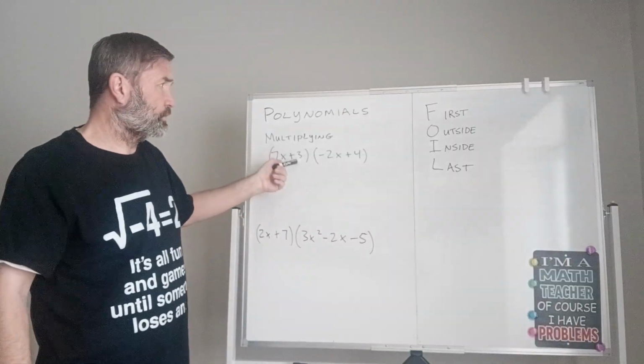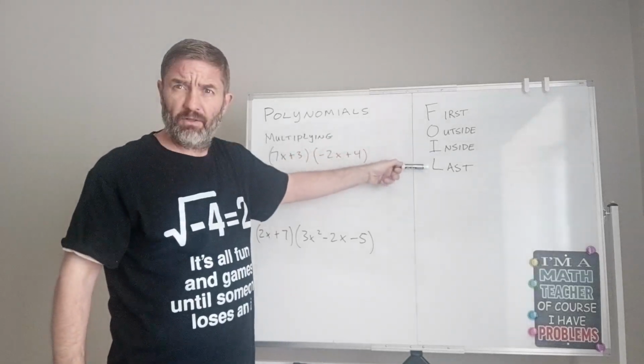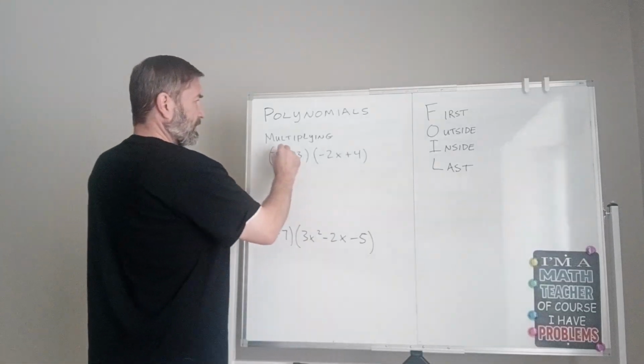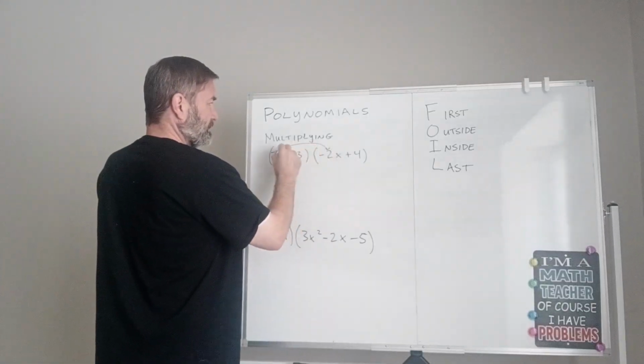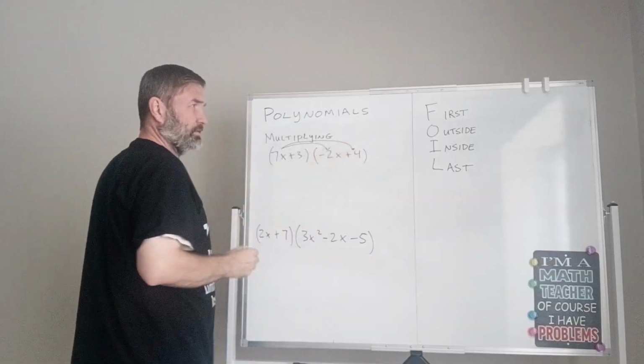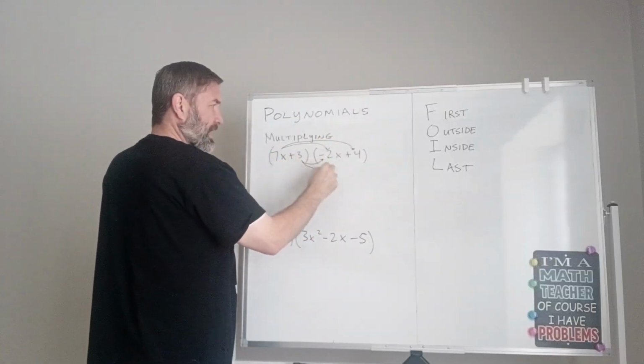Now, usually with 2, you might hear the acronym FOIL, F-O-I-L. What does that stand for? Well, it's the first terms right here, the 7x times the negative 2x. Then you have your outside terms, so 7x times the 4. So those are your first and outside terms. Then you have your inside terms, and then you have your last terms.